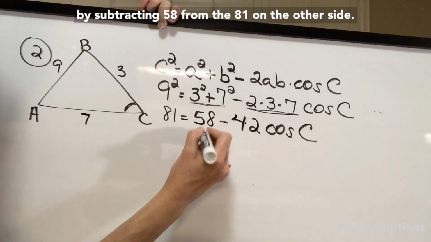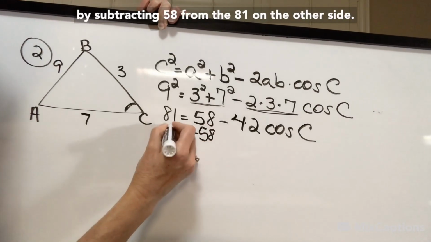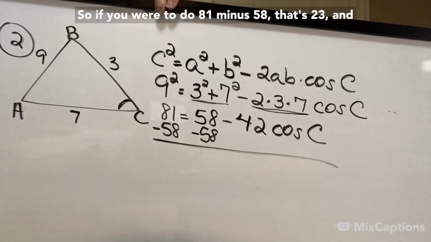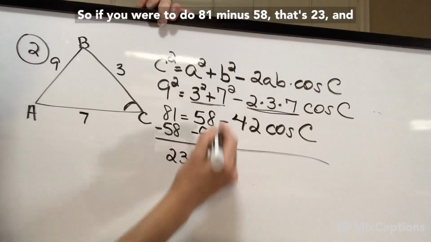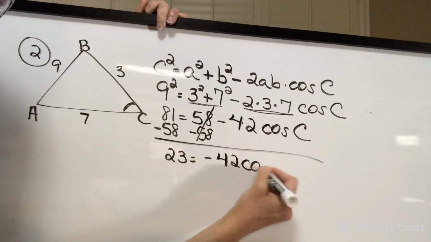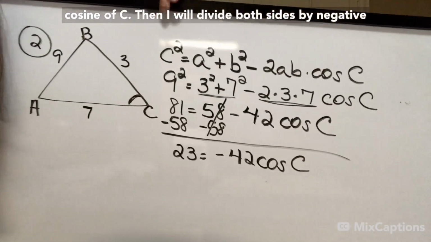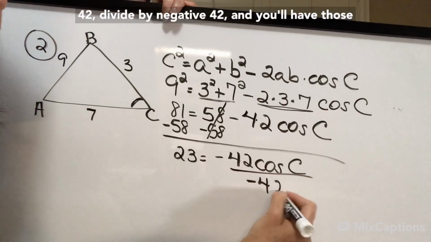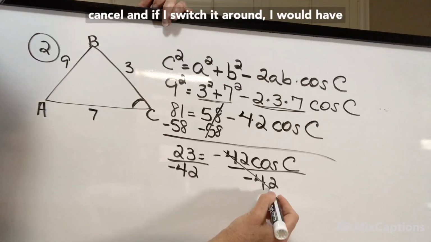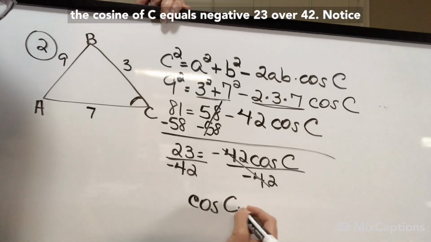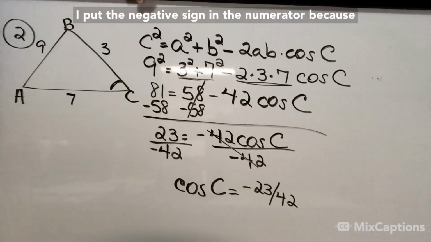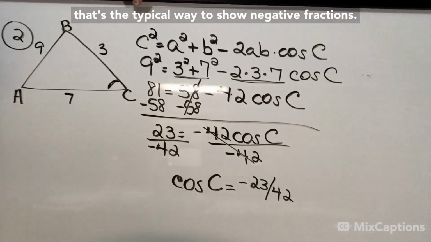So I'm going to begin by subtracting 58 from the 81 on the other side. So if you were to do 81 minus 58, that's 23. And then these would cancel. Be careful of this, that's a negative symbol. So it's negative 42 cosine of C. Then I will divide both sides by negative 42. Divide by negative 42, and you'll have those cancel. And if I switch it around, I would have the cosine of C equals negative 23 over 42. Notice I put the negative sign in the numerator because that's the typical way you show negative fractions.